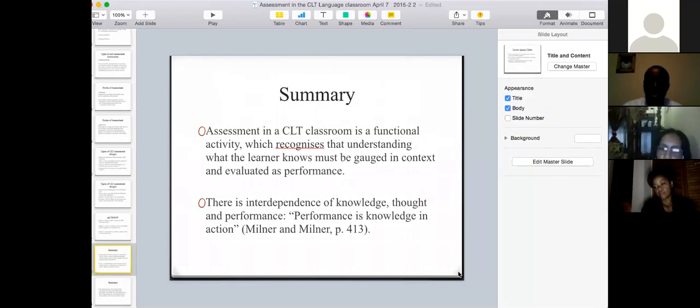There is also, as Milner and Milner have stated, an interdependence of knowledge, thought, and performance. And performance here is not dealing with drama. Performance here is dealing with the action of the student, the fact that the student does something to demonstrate that he or she understands, okay? Performance is knowledge in action. And what tends to be missing, as I close it off, is the inaction.